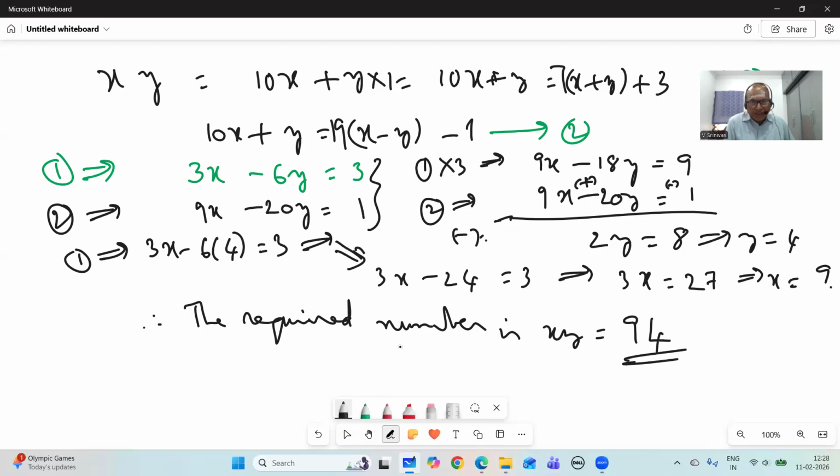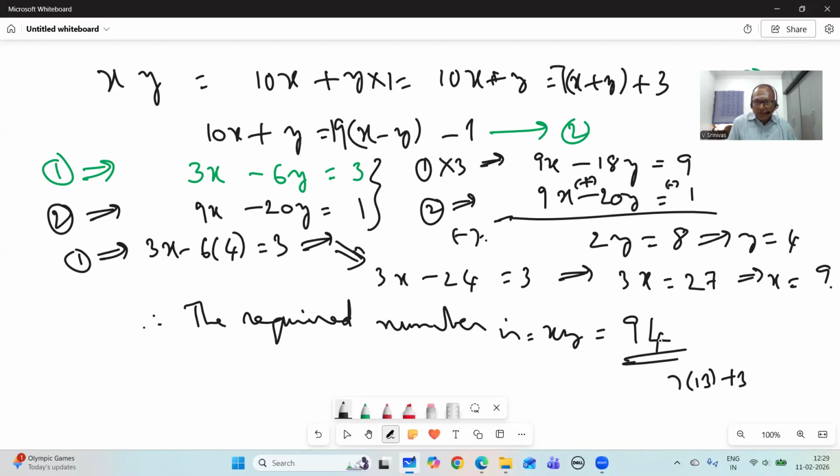So what is the required number? That is xy, and xy means x in tens place. See, this is not x into y. I am taking x as a digit in tens place. So x is 9, write it in tens place, and y is 4, it is a digit, write it in units place. So the two digit number that we are looking for is 94. You may verify if you want. What is the sum of these two? It is 13, 13 into 7 is 91 plus 3 is 94.